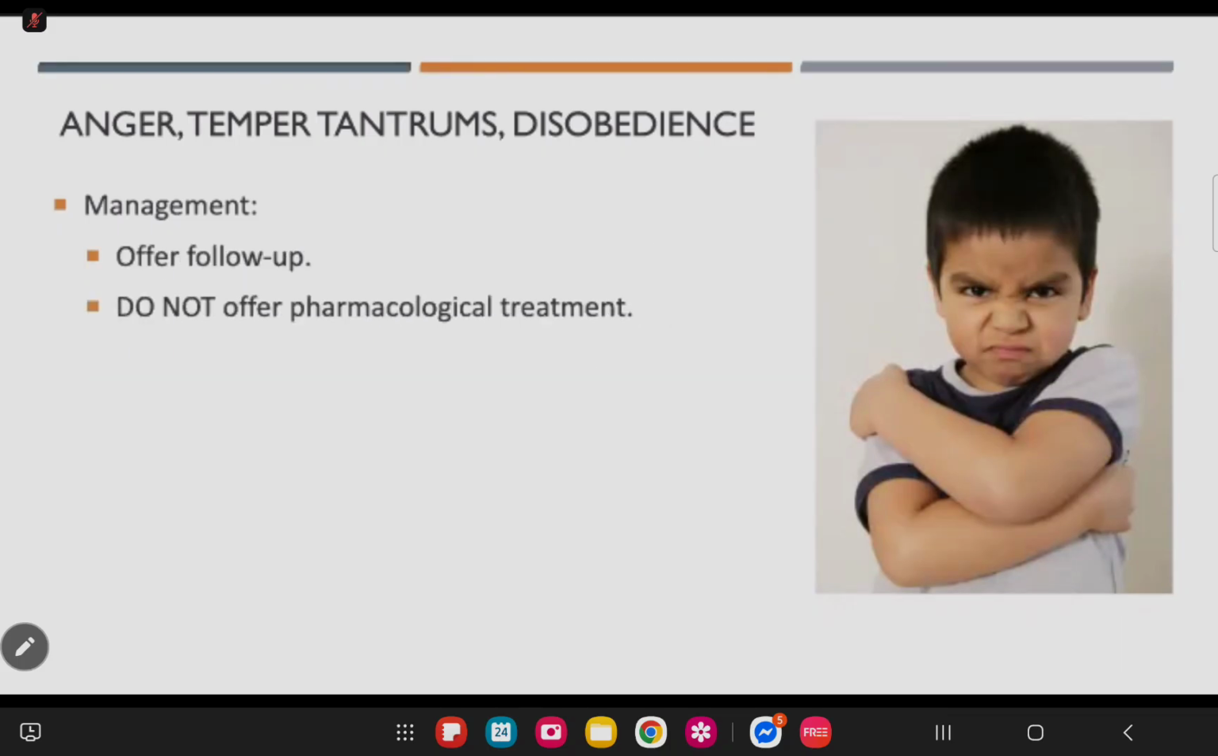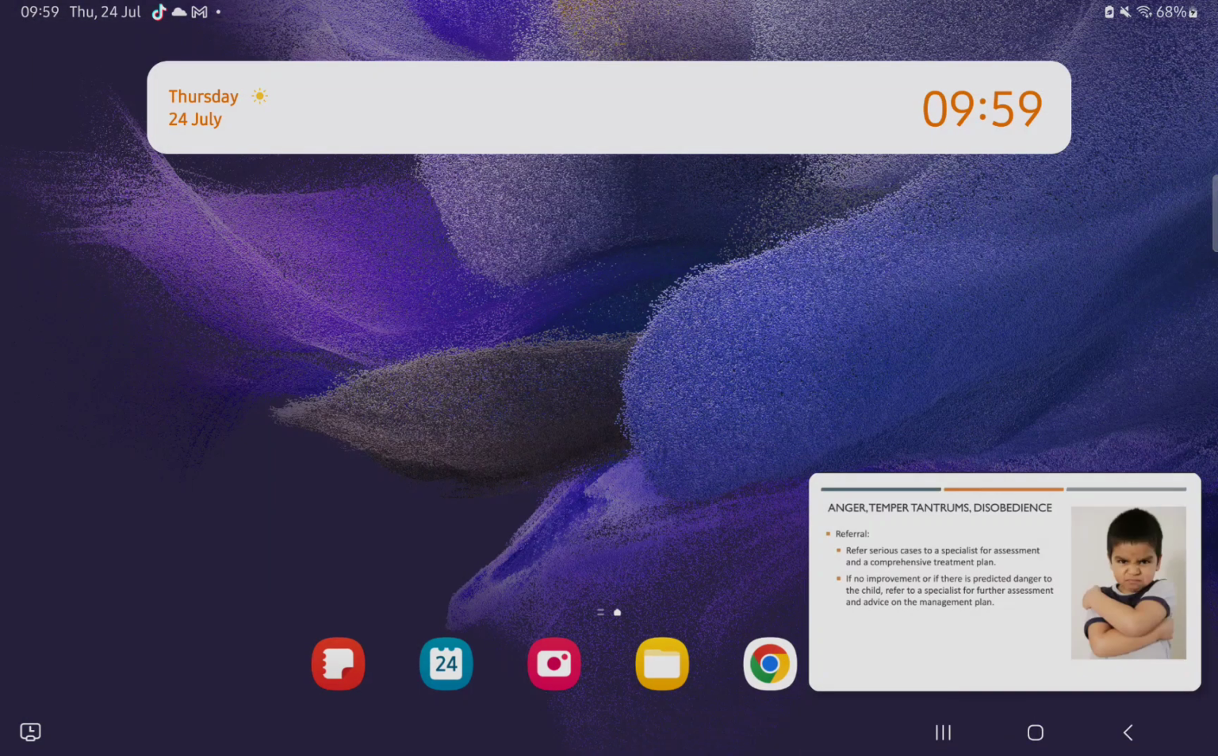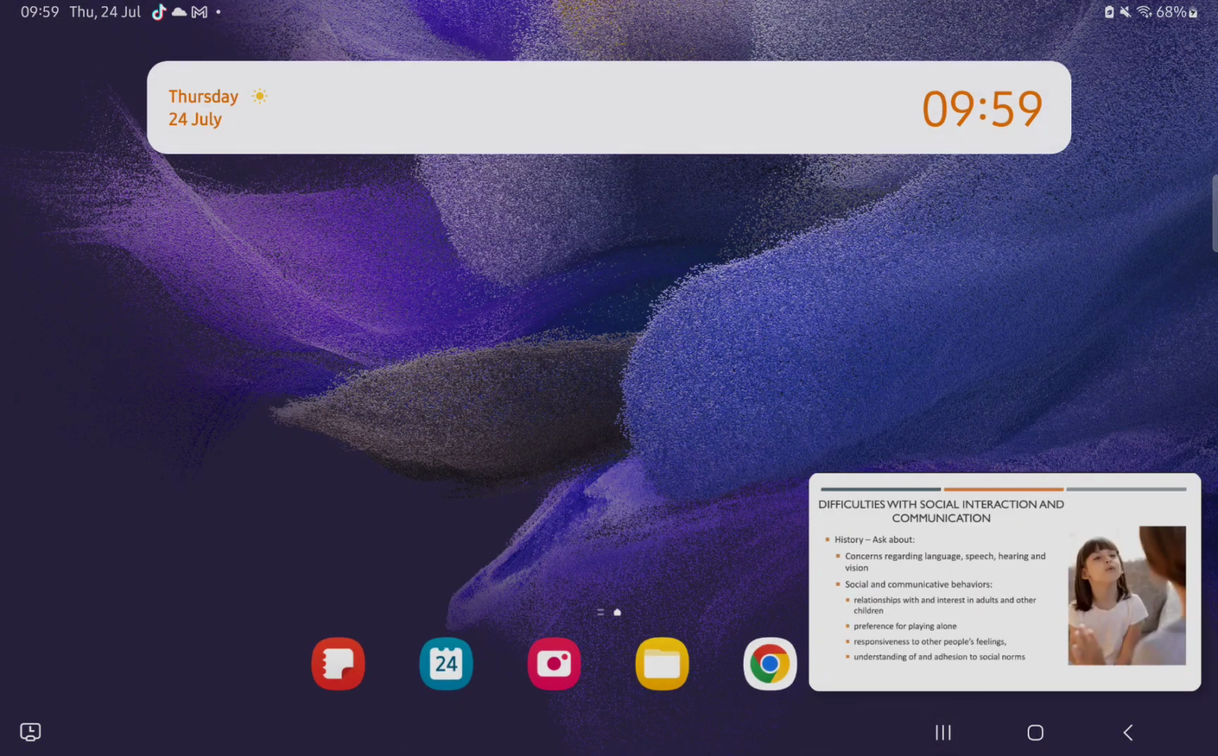Okay. Offer follow-up, but do not offer pharmacological treatment. Again, refer serious cases to a specialist for assessment and comprehensive treatment plan. If no improvement or if there is predicted danger to the child, refer to a specialist for further assessment and advice on the management. Okay, always refer.